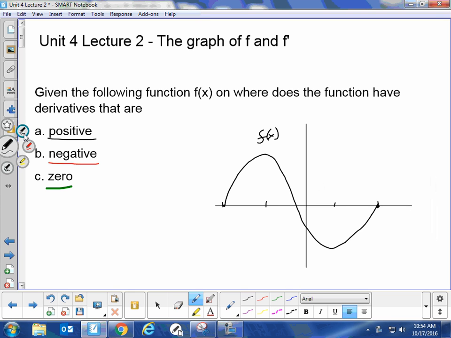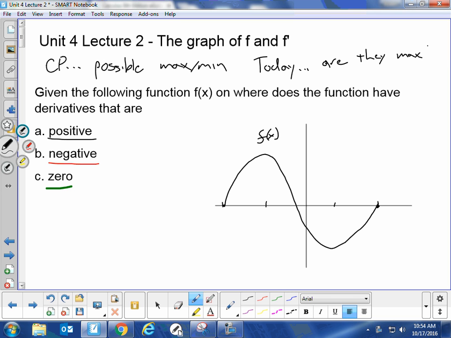Last class, we talked about finding critical points, and critical points are locations of possible maximum or minimum. Today, we will analyze what's going on around my critical points to see if they are maxes or mins. Okay. Now, what's going to help us do that?